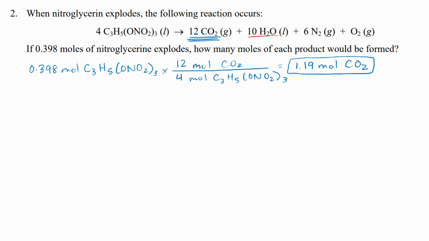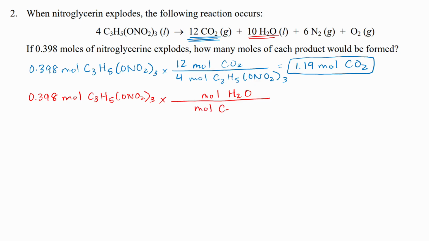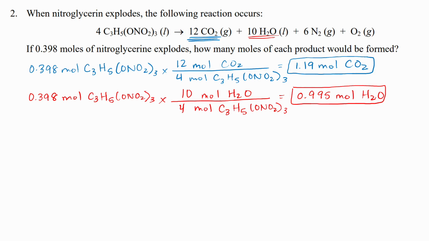So now moving on to water, I'm going to start with the same amount of nitroglycerin. And because I'm already in moles, I'm just going to use my mole ratio to get to moles of water. And I want to cancel out my moles of nitroglycerin. So C3H5ONO2 3. And this is again the mole ratio, so we want to get those from our balanced chemical equation. We have 10 moles of water and we have 4 moles of nitroglycerin. So in our calculator, we'll do 0.398 times 10 divided by 4. And that gives us 0.995 moles of water.